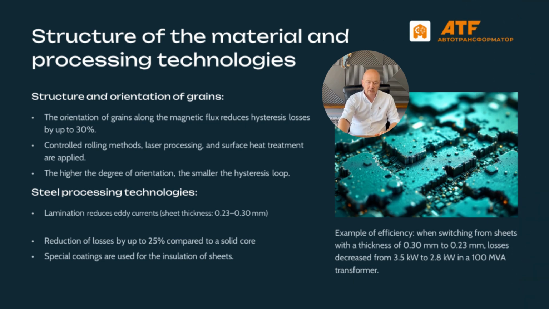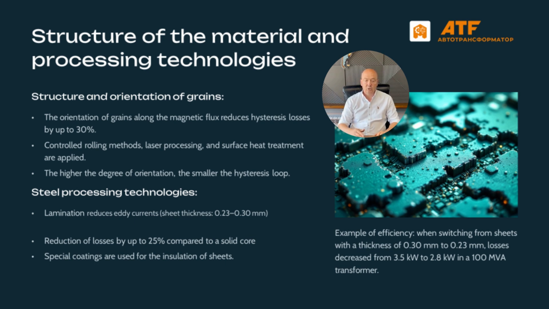Grain orientation in the steel matters. When grains are aligned with the magnetic flux, hysteresis losses drop by up to 30%. Orientation techniques include controlled rolling, laser surface treatment, and thermal processing. The higher the grain alignment, the smaller the hysteresis loop, and the lower the loss.